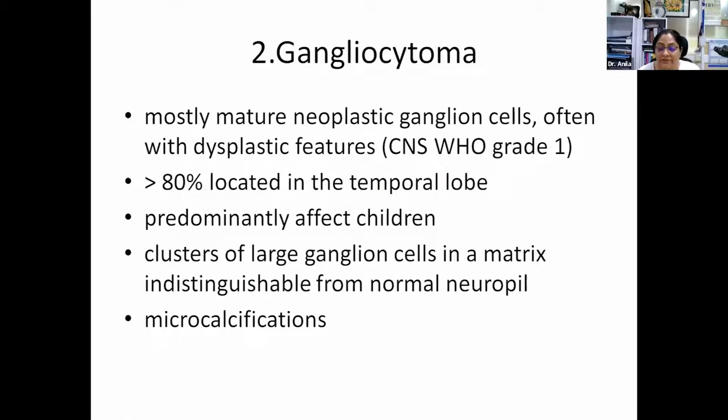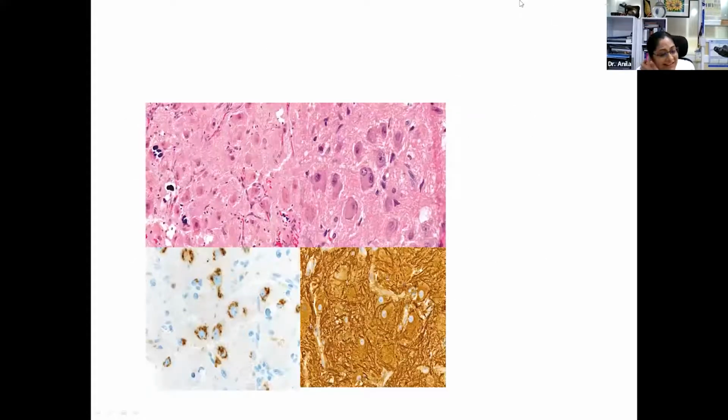Now coming to the second tumor, which is a gangliocytoma, they are mostly mature neoplastic ganglion cells and a grade 1 tumor. Usually they occur in the temporal lobe, and there are clusters of large ganglion cells in a matrix which is indistinguishable from the neuropil, and microcalcifications can be seen. I think this is a classical kind of tumor because these are the dysplastic ganglion cells, which have abundant eosinophilic cytoplasm, and they can be binucleate, and the vesicular nuclei have prominent eosinophilic nucleoli. This is synaptophysin positivity, which is seen in the ganglion cells.